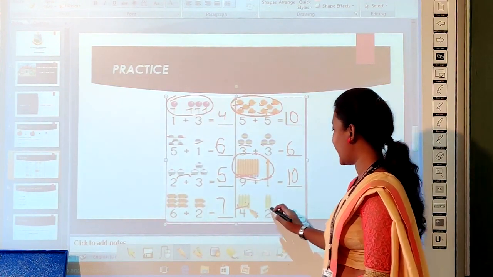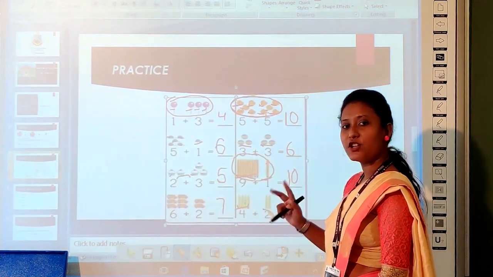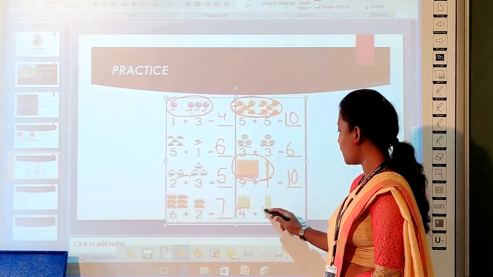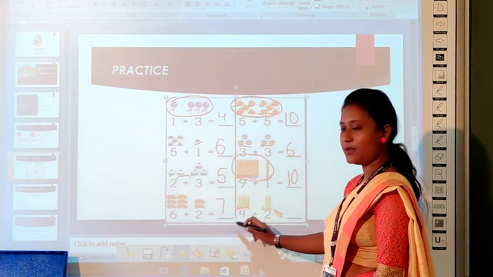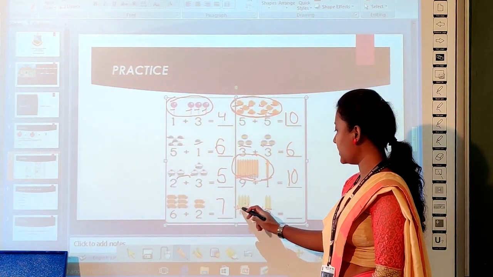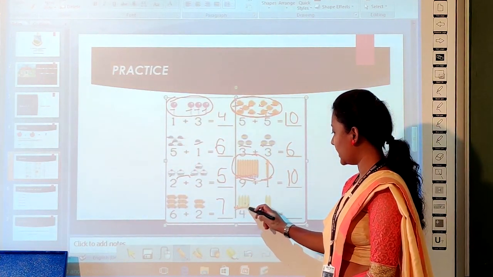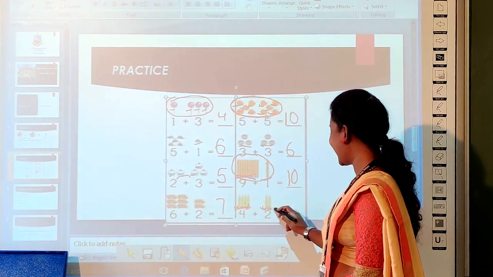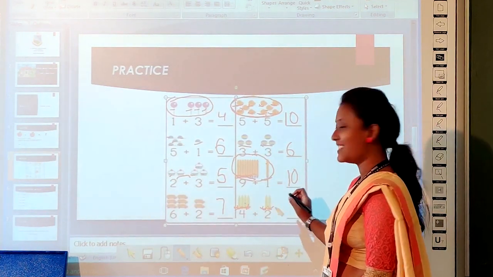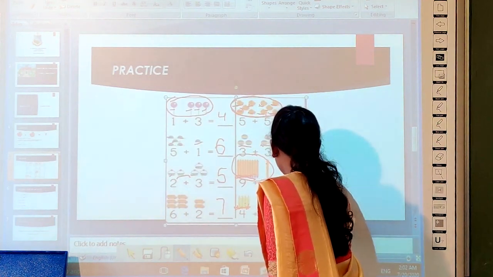Okay, so next, there are 4 candles. 1, 2, 3, 4. And on the right side, there are only 2 candles. 1, 2. So how many candles are there? 1, 2, 3, 4, 5, 6. There are 6 candles.